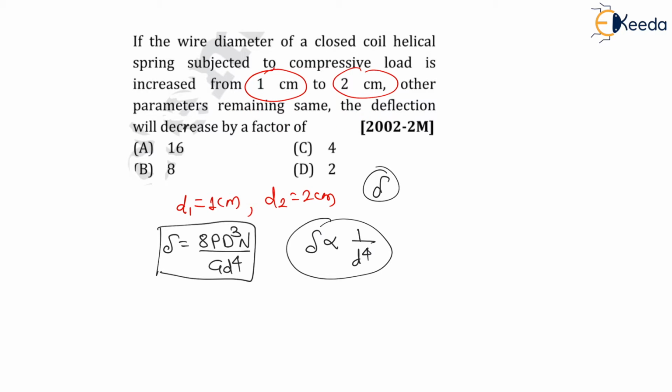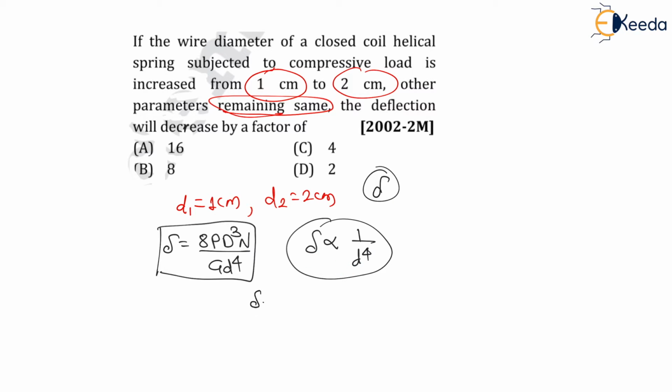They are mentioning rest all parameters remaining same. Therefore, here only wire diameter is changing. Right. That's why we have to check the relation of deflection with wire diameter only. Therefore, deflection is inversely proportional to wire diameter power 4.